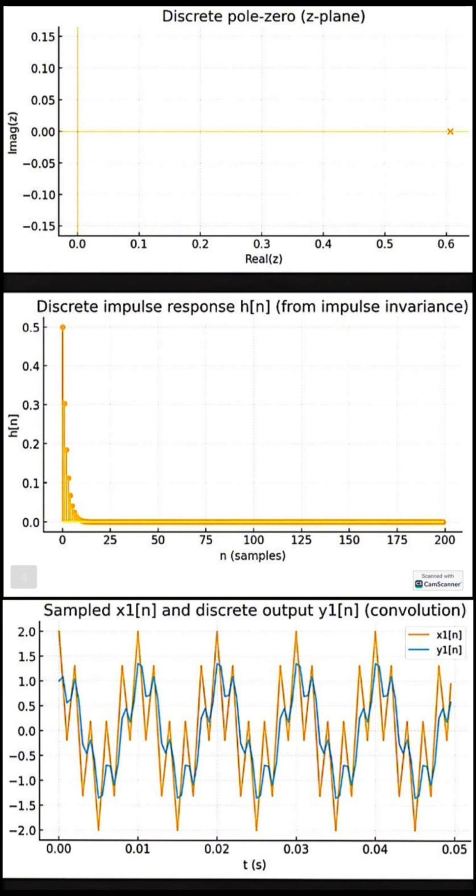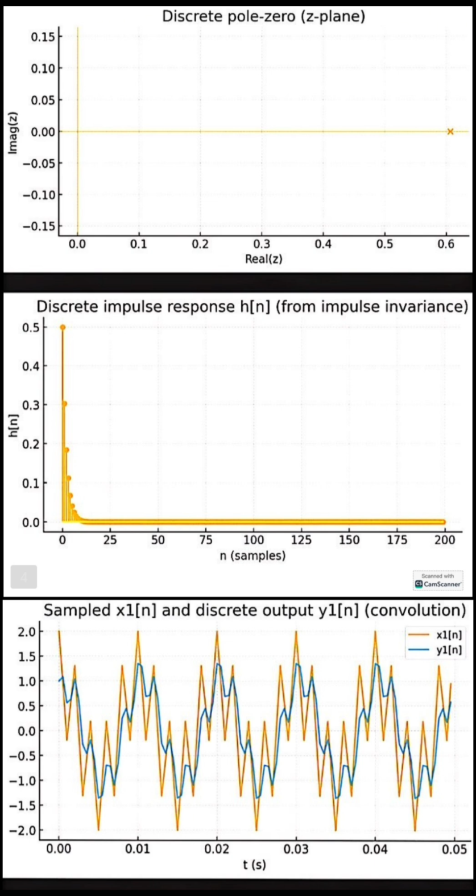And when you come to discrete system analysis, there are also 5 graphs. The first one is the pole zero plot on the z plane. The second one is the impulse response h of n. The third one is sampled input and discrete outputs. The fourth one is the digital frequency response h of omega. And the fifth one is the digital phase response, also h of omega.